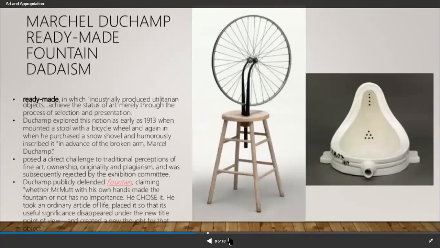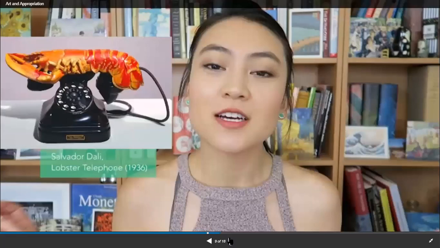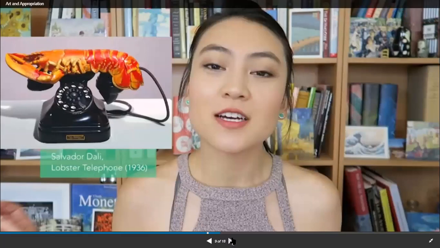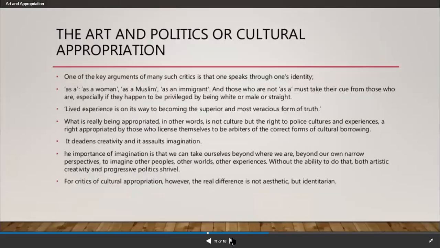And this one, Marcel Duchamp, ready-made, Fountain. These were examples that we talked about last midterm. And look at the telephone, having a lobster kind of design. It's called Lobster Telephone, 1936, by Salvador Dali. Examples. And also, there was some controversy, of course, in politics or cultural appropriation. There is still cultural appropriation.